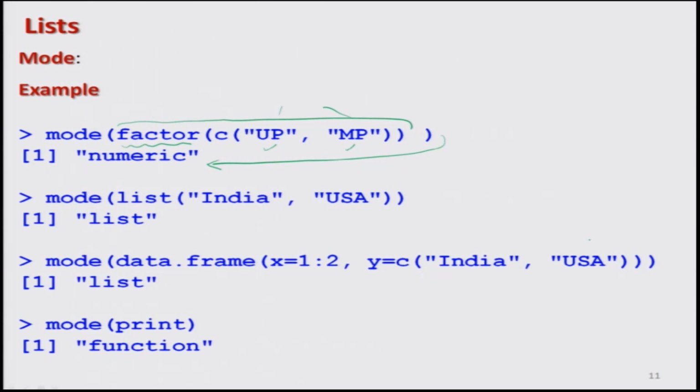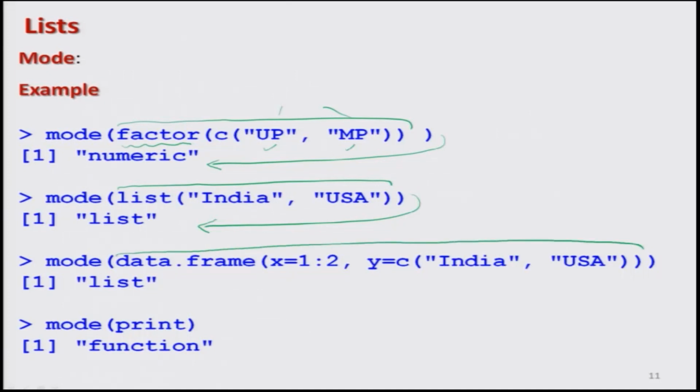And similarly, when I try to create a list with two characters, again you will see that this comes out to be a list. And similarly, if I try to take a data frame and find out its mode, this comes out to be a list. And similarly, if I try to take a function, say print, then this outcome comes out to be a function.